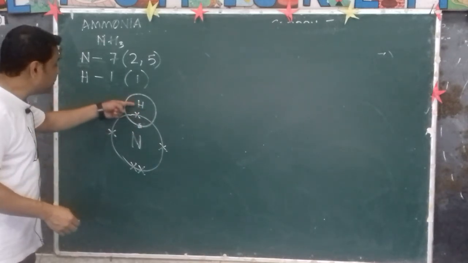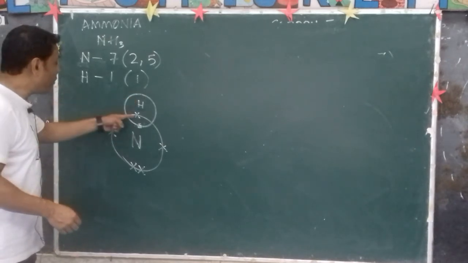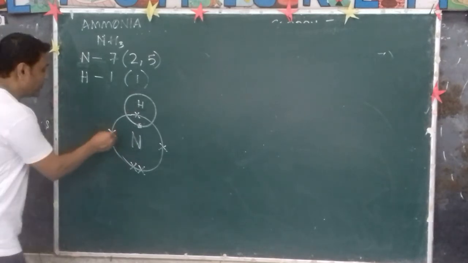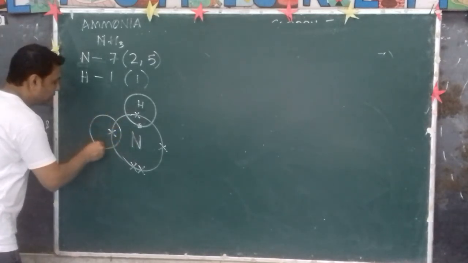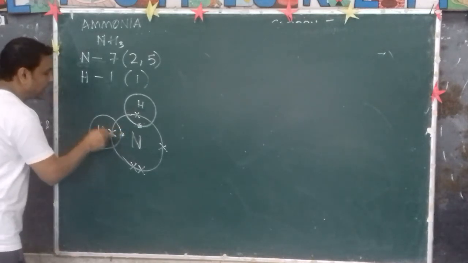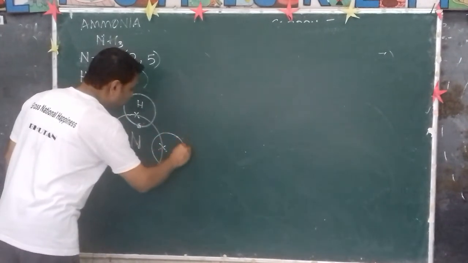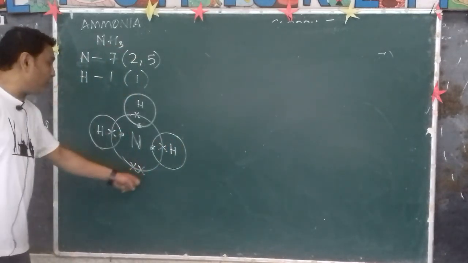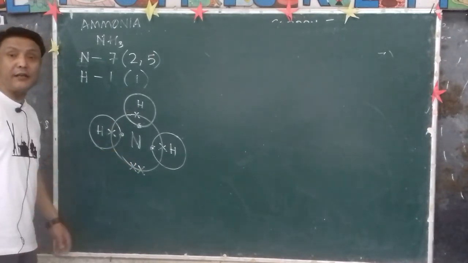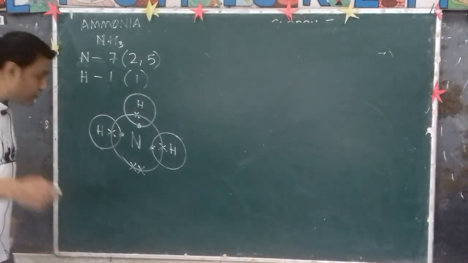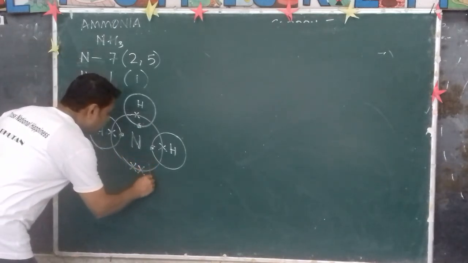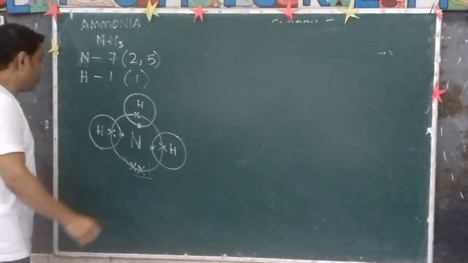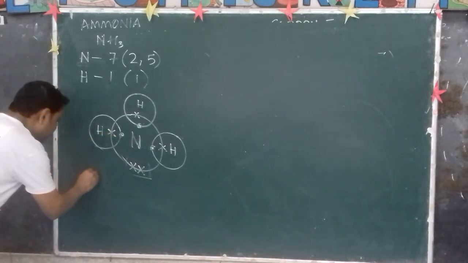After sharing one electron with hydrogen, nitrogen will have 1, 2, 3, 4, 5, 6 electrons. It needs 2 more. Where will it come from? It will come from 2 more hydrogen atoms. One hydrogen will come here and share one electron, and another hydrogen atom will share one electron. So two electrons of nitrogen are left unshared. This is known as a lone pair of electrons. So the formula will be NH3.